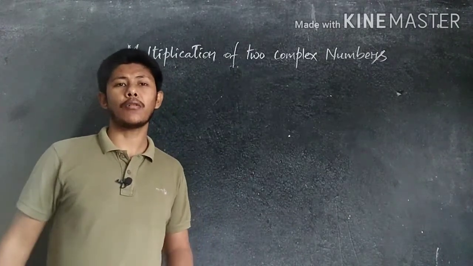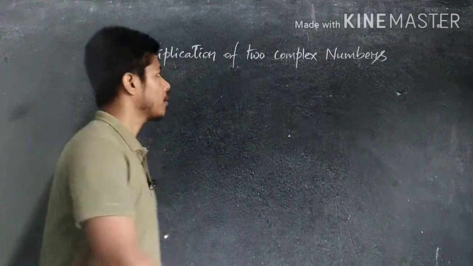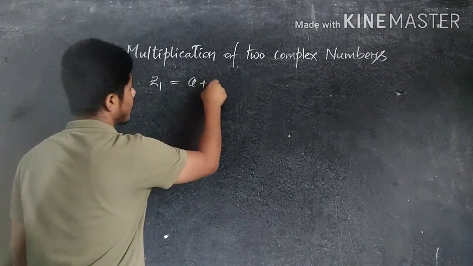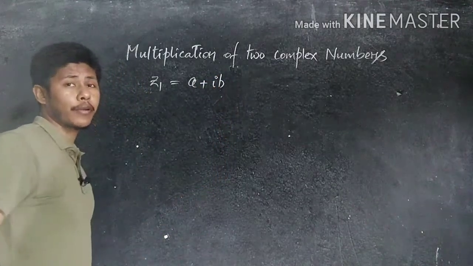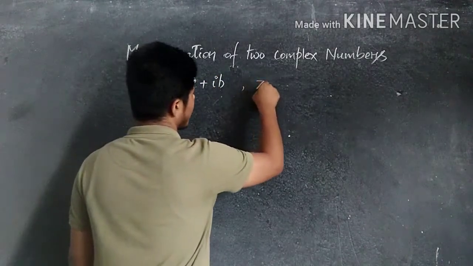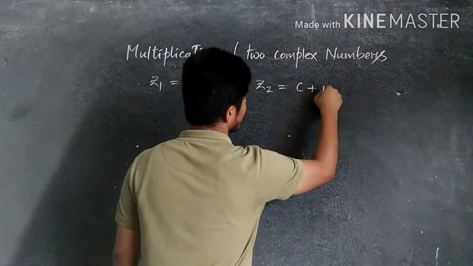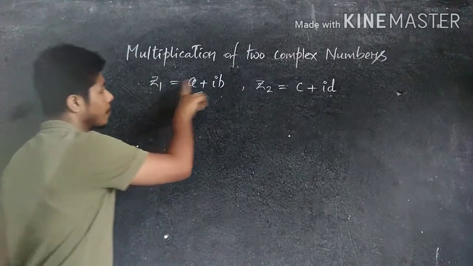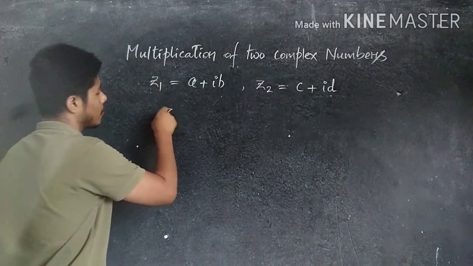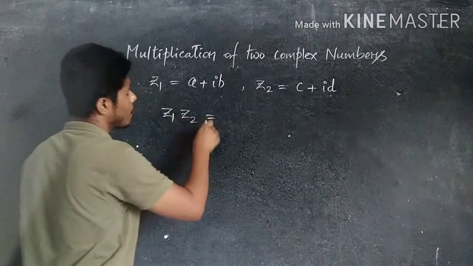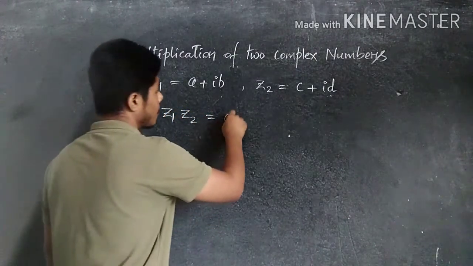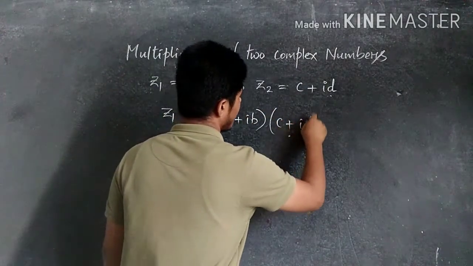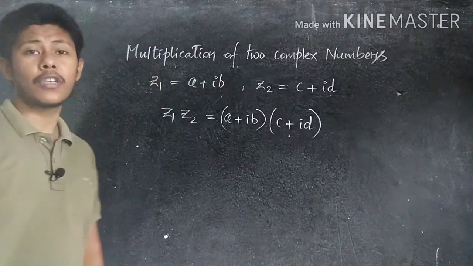So next is the multiplication of two complex numbers. How can we multiply two complex numbers? Let's see. Suppose we consider an example: z1 equals a plus ib, any complex number, and another complex number z2 equals c plus id. Now if we multiply these two, let's see what we get. z1 into z2 is a plus ib into c plus id.